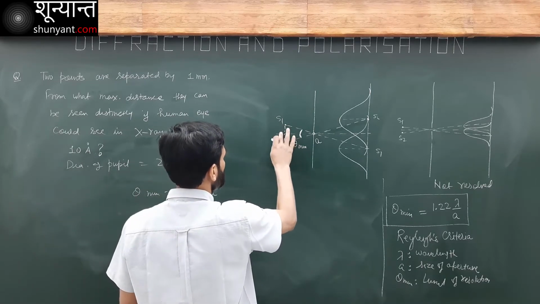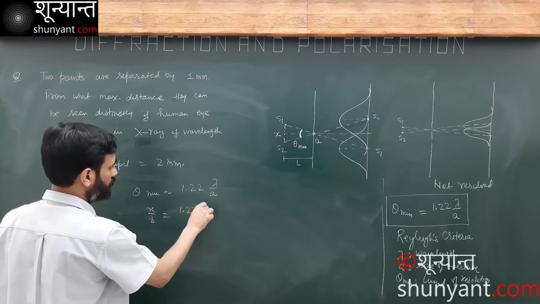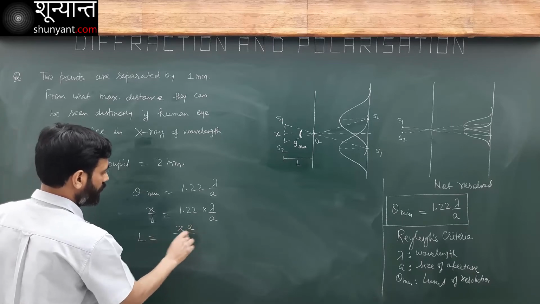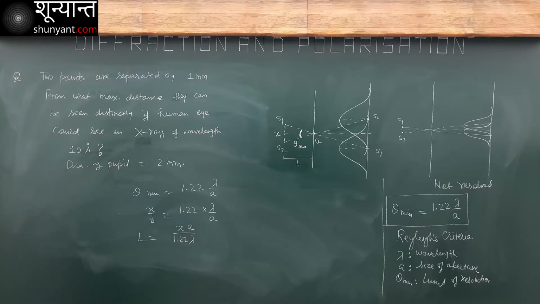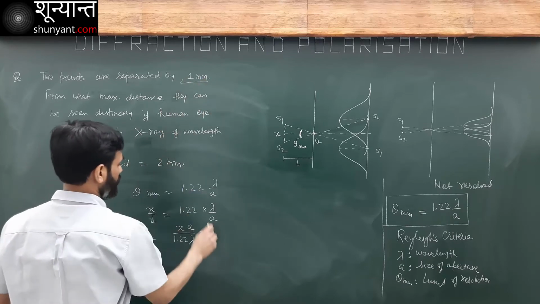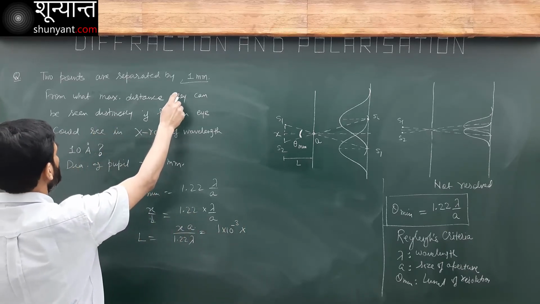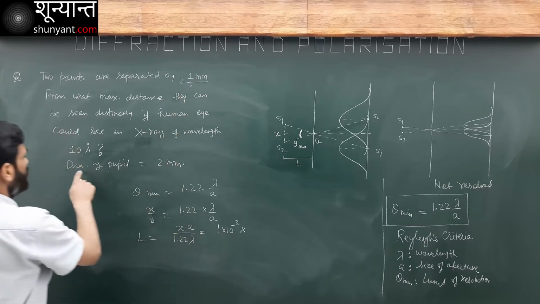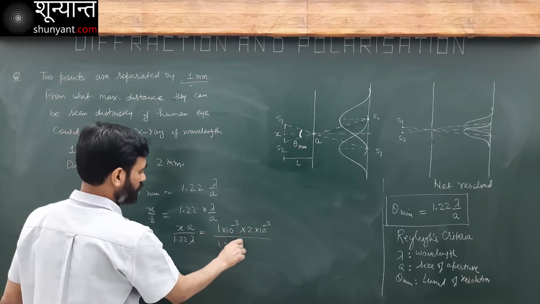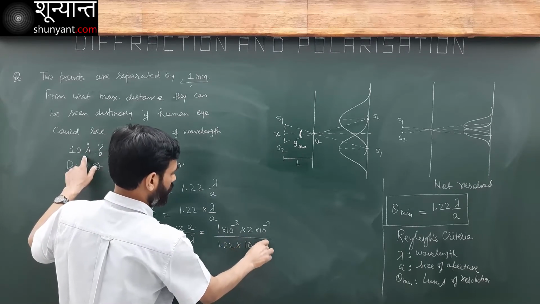Let this distance be x and this distance be L. So x over L is 1.22 lambda over a. What is L? L will be equal to xa over 1.22 lambda. What is x? 1 millimeter, so 1 times 10 to the power minus 3, and the aperture size is 2 millimeter. So 2 times 10 to the power minus 3 over 1.22 times lambda, 10 angstrom, 10 to the power minus 10.